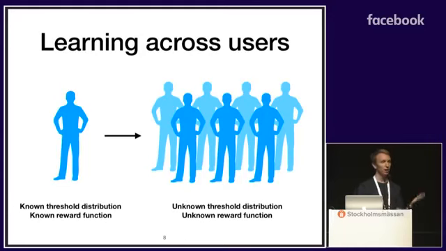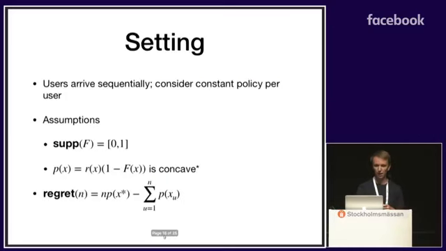For now, I've talked about this single user problem where we know the threshold distribution and the reward function is also known. Next question is, of course, suppose we don't know these, but instead we have a bunch of users one can learn from. What can we do in this case? The setting is as follows. Users arrive sequentially, and we're going to consider constant policies per user, as we know that a constant policy is optimal. Note that here I consider the case where the threshold is drawn once for each user.